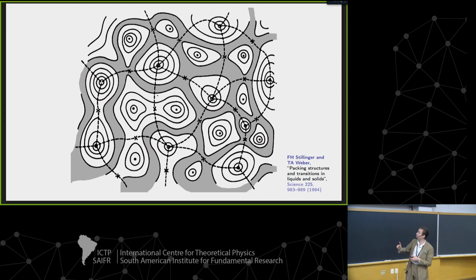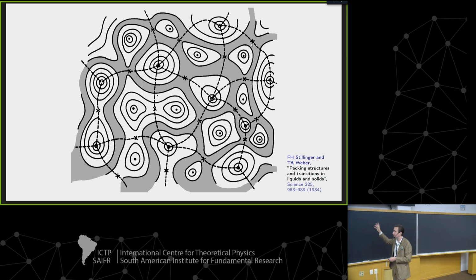But there's also something else which is very nice about it, which is that you can notice that it contains most of the saddle points in this landscape. The saddle points are denoted by these X's, between the minima or between the maxima. And almost all of them are contained in this percolating level set. And that is not an accident.